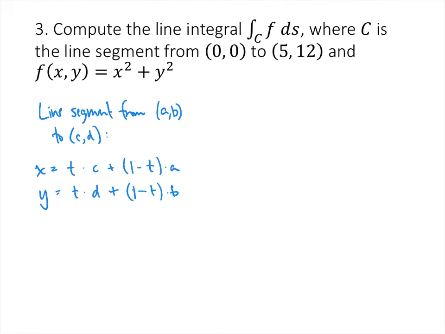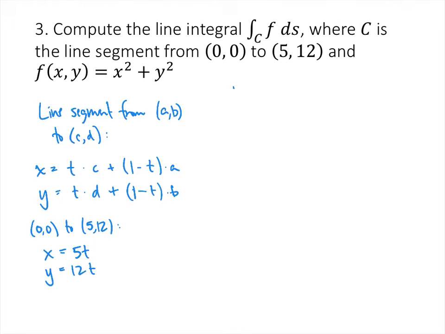So in this case, we're going from (0, 0) to (5, 12), and so that's going to give us the equation x equals 5t and y equals 12t. And as you can see, when t equals 0, we get (0, 0), and when t equals 1, we get (5, 12). So this is that parameterization of that line segment.